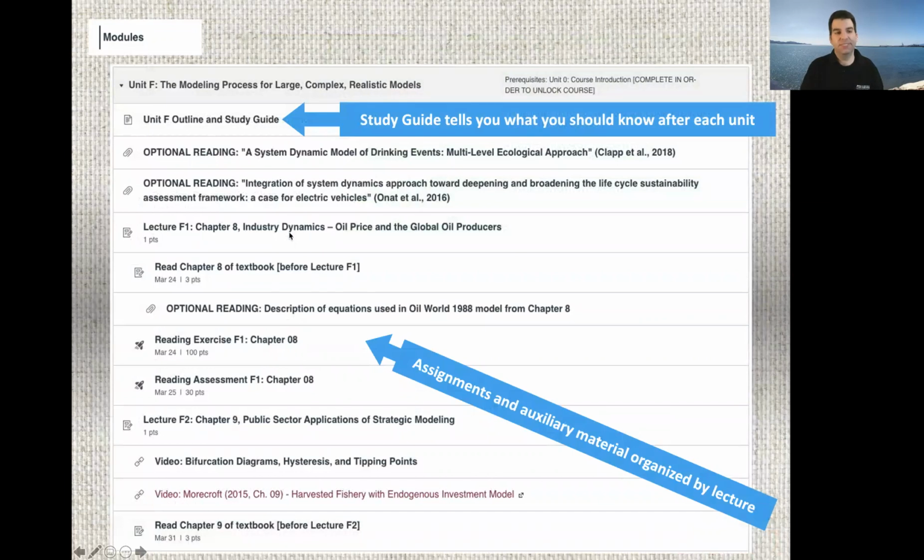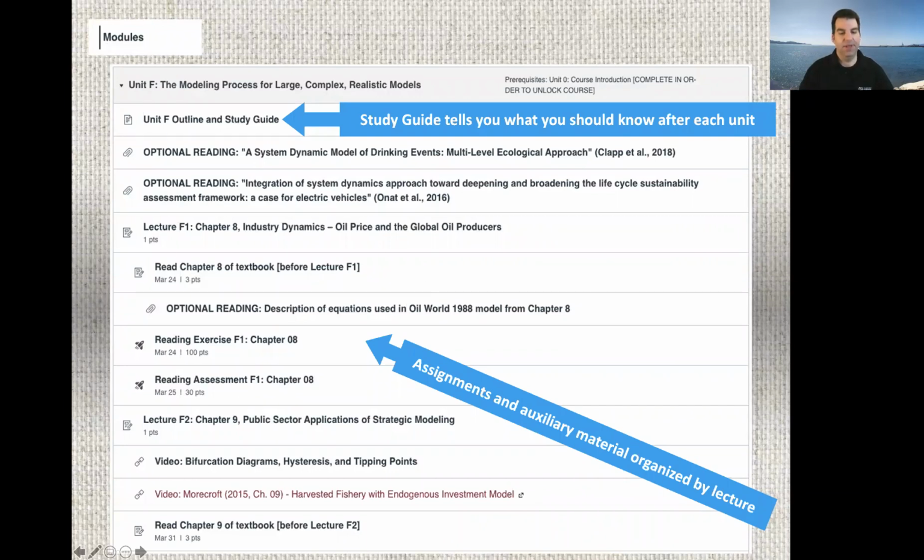Then in the units themselves, at the top of every unit, there is a study guide. A lot of people ask, when it comes to the midterm, what do I need to know? Well, for every unit that the midterm covers, units A through D, you can go to the Unit A study guide, and inside it, it'll tell you the things that I think you should know for that unit. The Unit F study guide is the same sort of thing. So you can click on these study guides to find out what you should know coming out of that unit.